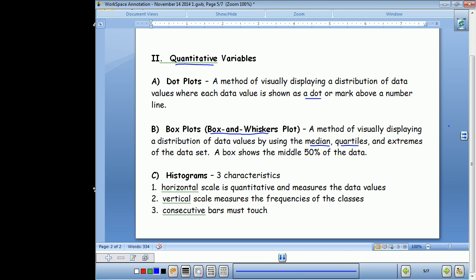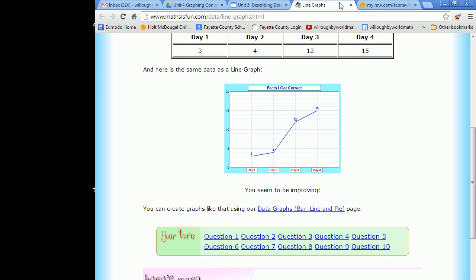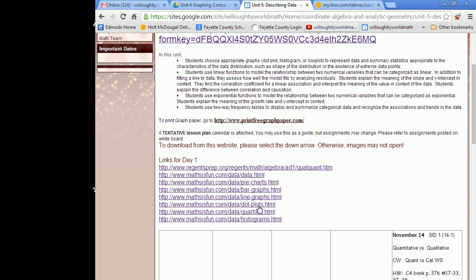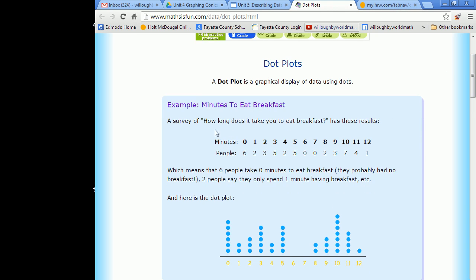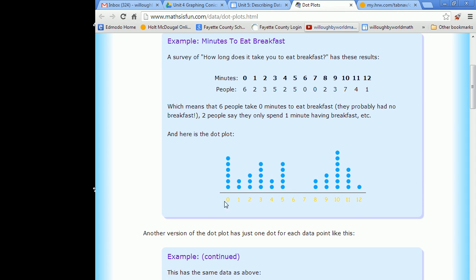And I think you guys may have done dot plots before. Let's look at a dot plot. You think you've done it? Awesome. So when we get to this part, this is data about how long it took you to eat breakfast. So obviously 6 people didn't eat it all. So down the horizontal, we have the number of minutes it took, and vertically, each dot represents how many people took that long.